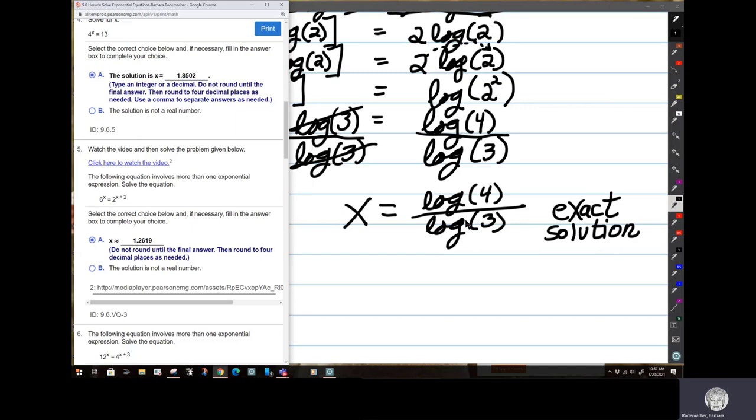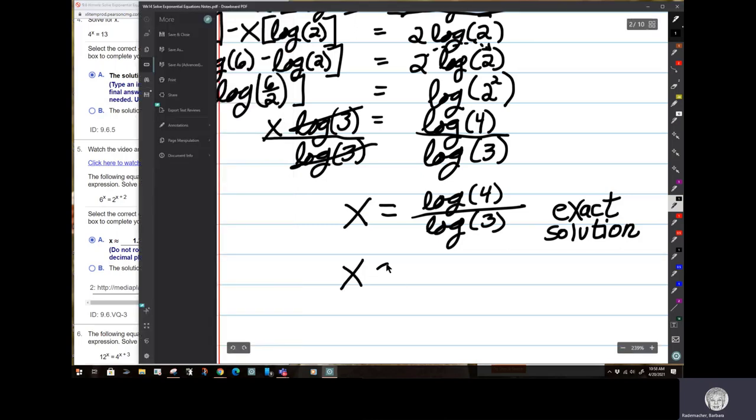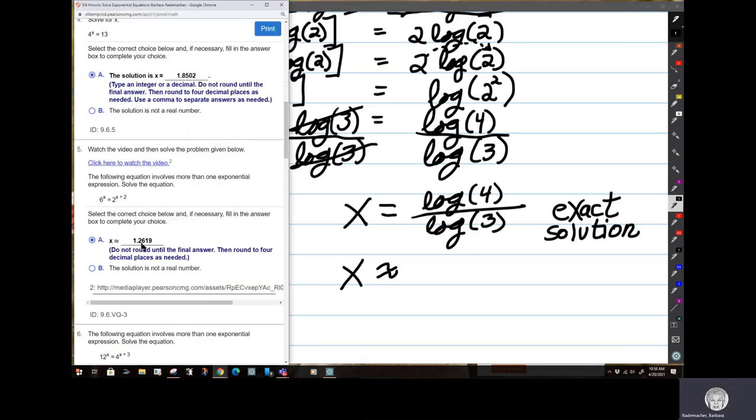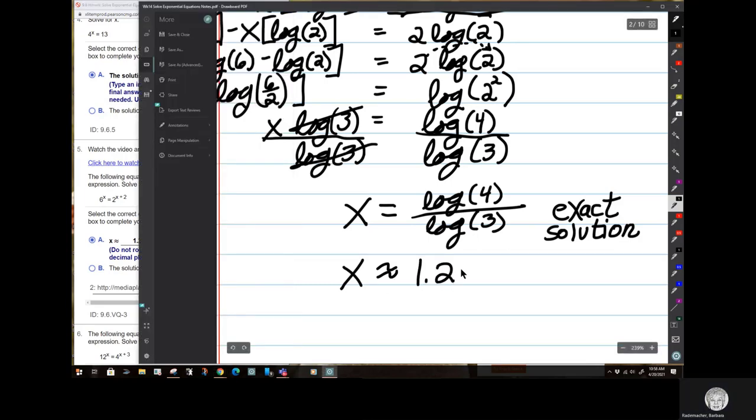I haven't touched a calculator, which admittedly I can't touch today. Then round to 4 decimal places as needed. The word round means you're getting an approximation. So x is about, and you see the squiggle there, x is about 1.2619. Let me make that smaller.